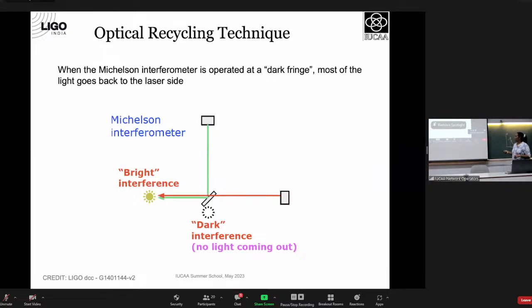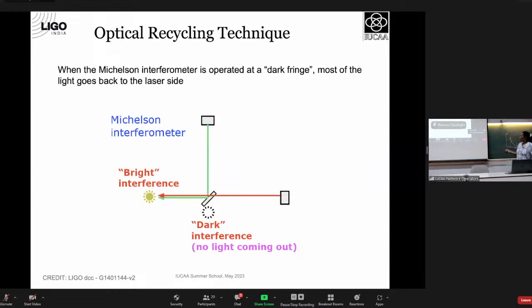So if this is dark, where does most of the light go? You have a powerful laser at 150 watts going inside, and all you see at the output is darkness, right? And energy has to be conserved. Where does it all go? You have hundreds of watts of light just disappearing, right?